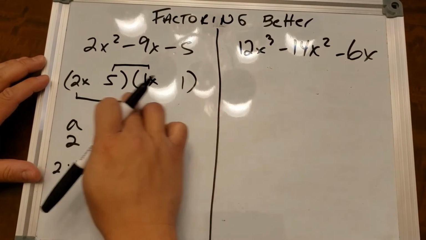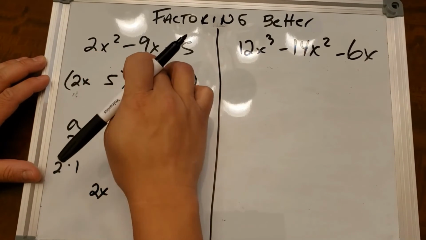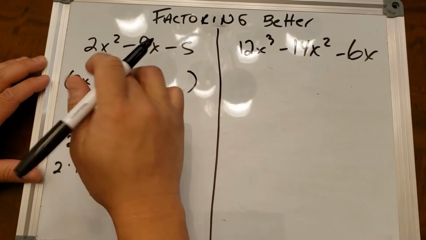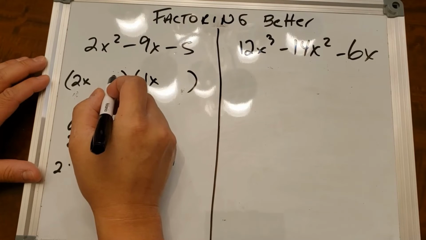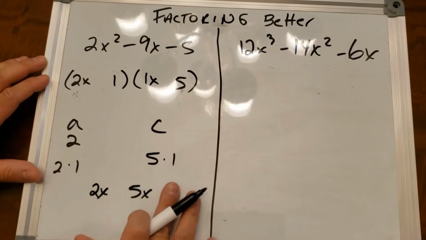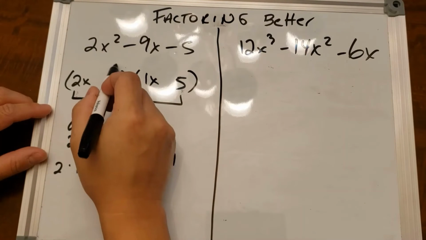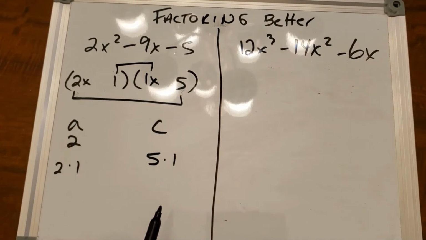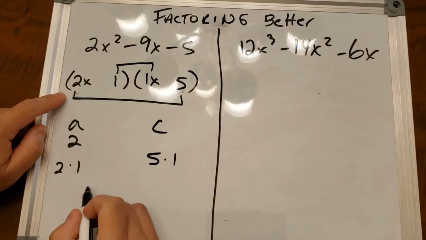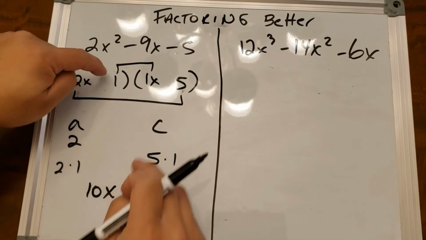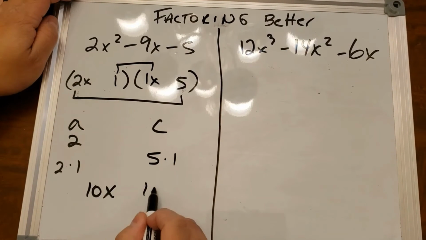So let's move this around. What we're going to do is move our C around. So I'm going to take this and switch it. I'm going to make this go here and then this go here. Okay, so we're going to start over and check again. So again, we're going to multiply our 2 outsides and our 2 insides. So 2x times 5, that gives me a 10x. 1 times 1x, that's going to give me a 1x.